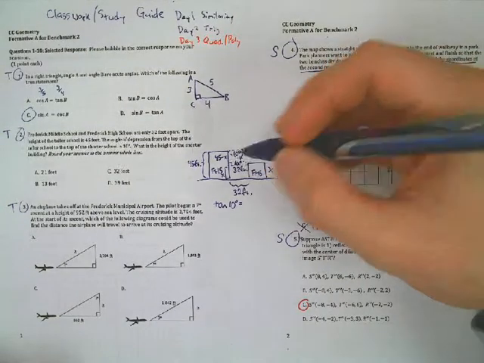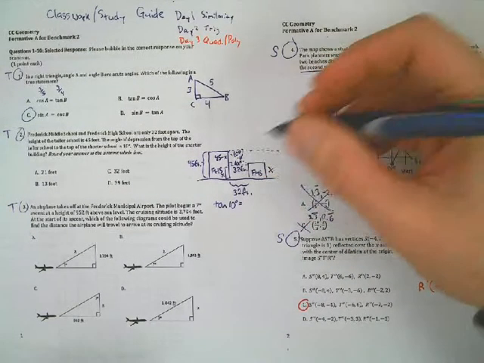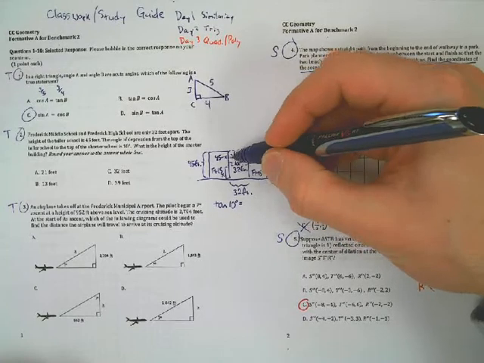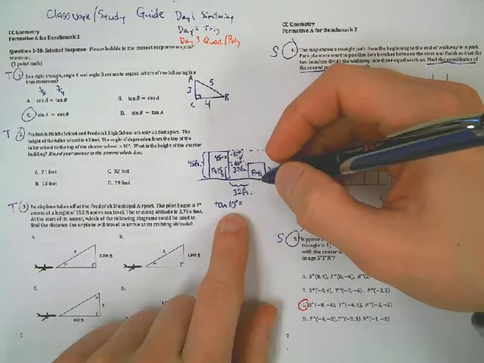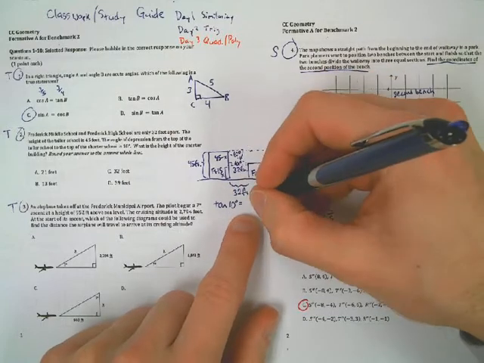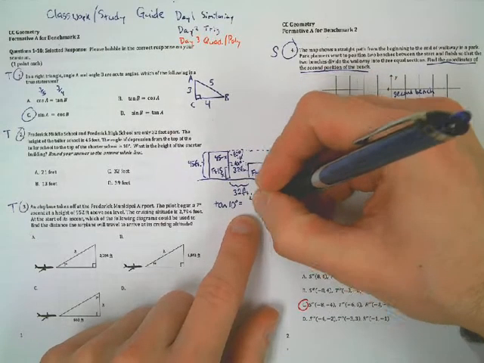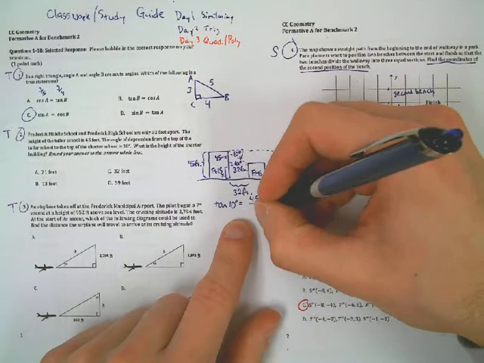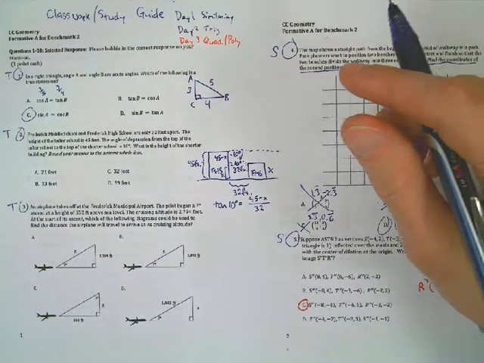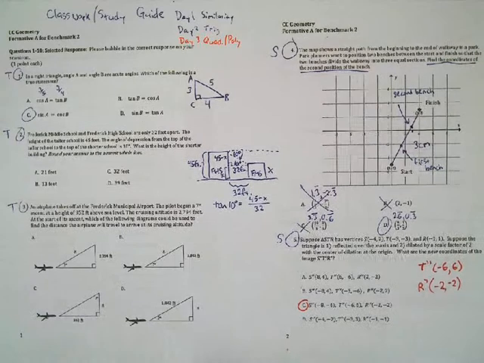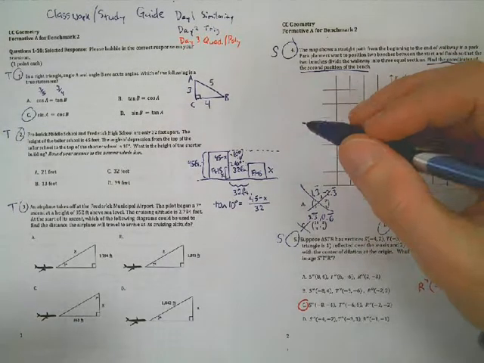Pythagorean theorem would not work here because we don't know what this side is. And besides, we're not trying to find the hypotenuse here, we're trying to find x. And so we want to set this up using these two pieces and then the angle there. So we're going to say tangent of 10 is opposite 45 minus x over adjacent 32. So there's our setup. Okay?